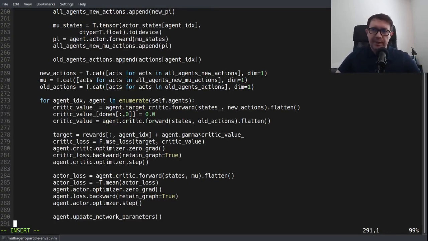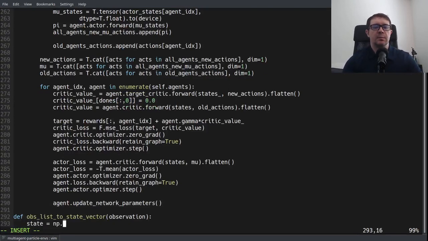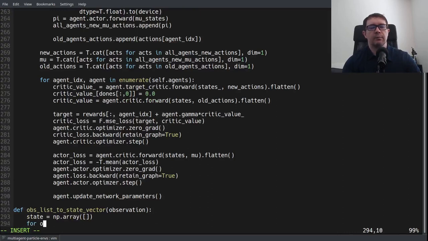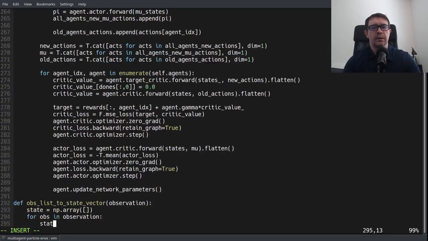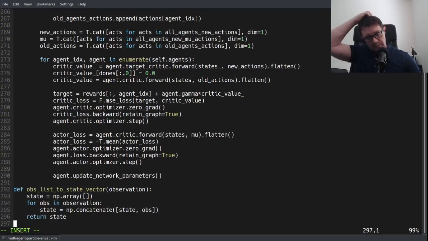Now, that is almost 300 lines of code. That is a huge amount for such a relatively small project, but we're not quite done. We do need one helper function, and that is this. So we'll say observation list to state vector, and that takes in an observation as input. We'll say state equals np.array, just an empty numpy array, for obs in observation, state equals np.concatenate state and obs, and return state. So this will take each individual 8, 10, and 10 element numpy array and turn the list of 3 numpy arrays into a single numpy array of 28 elements in length for this particular environment.